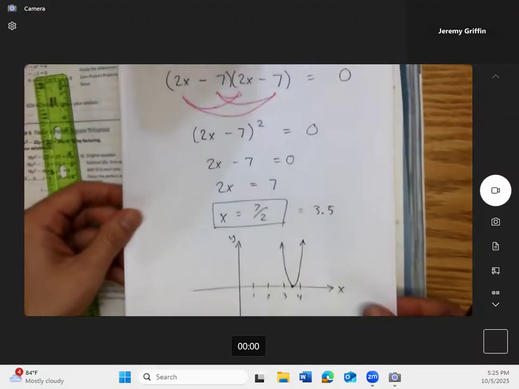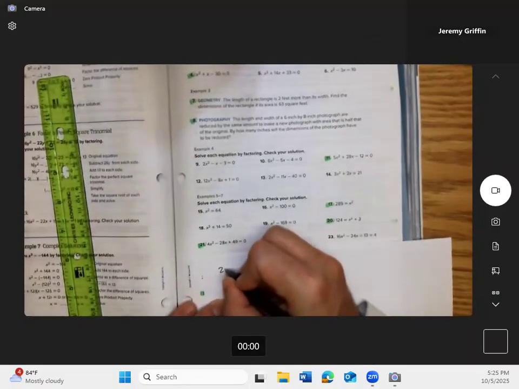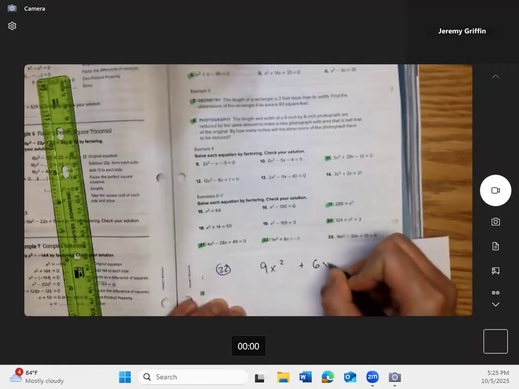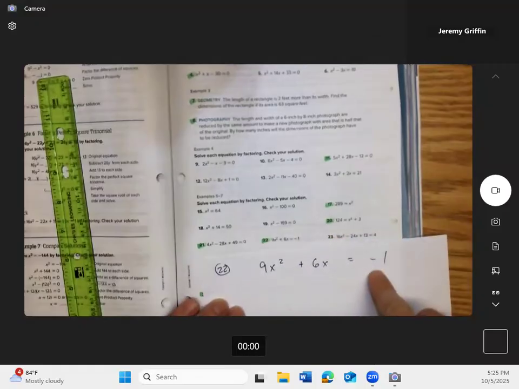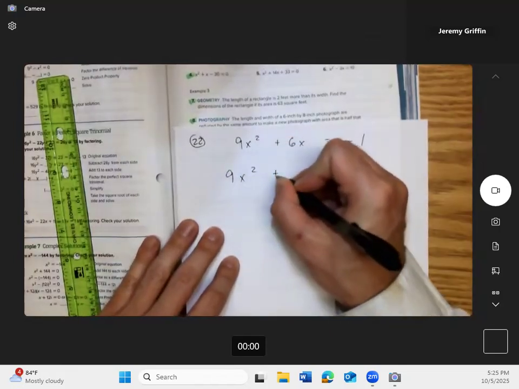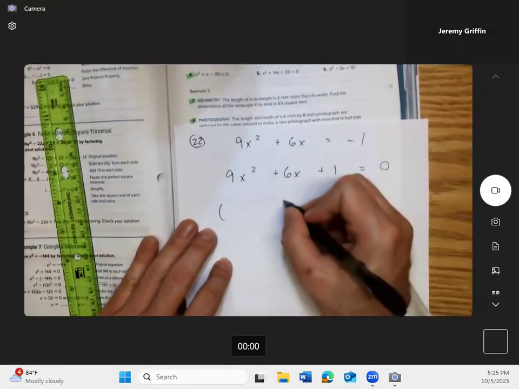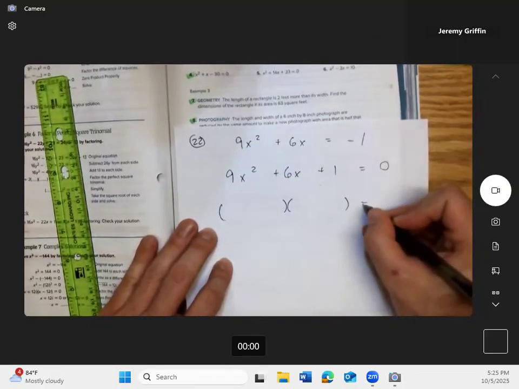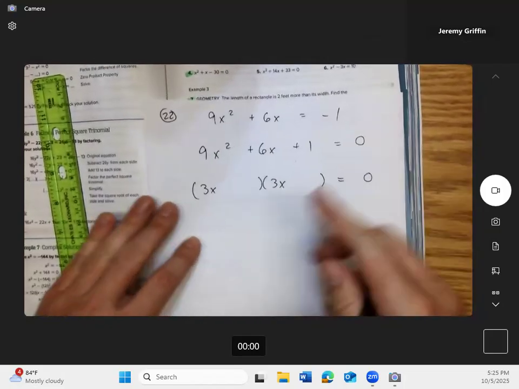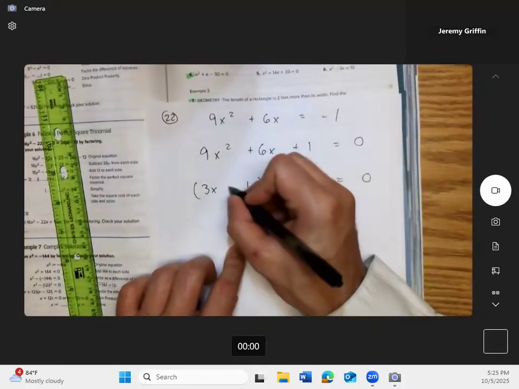Okay. All right. 22. Get 9x squared plus 6x equals -1. So right away, I'm thinking, what if I add a 1 over? 9x squared plus 6x plus 1 equals 0. Okay. So it's probably like 3x and 3x. And there's other ways you can get that too. This is almost certainly 1 and 1. And this is like plus and plus.